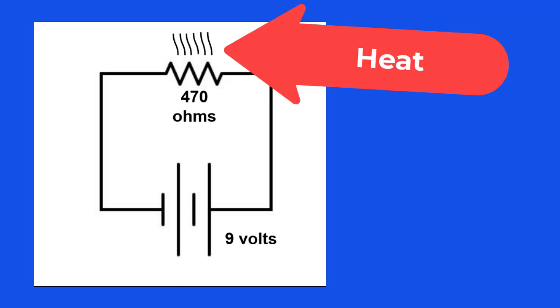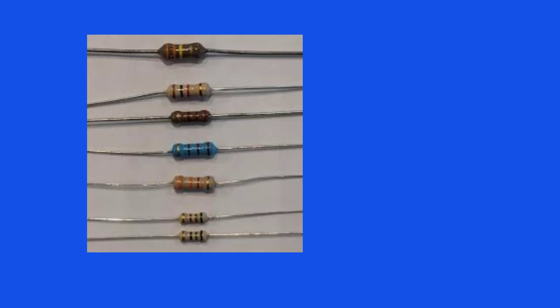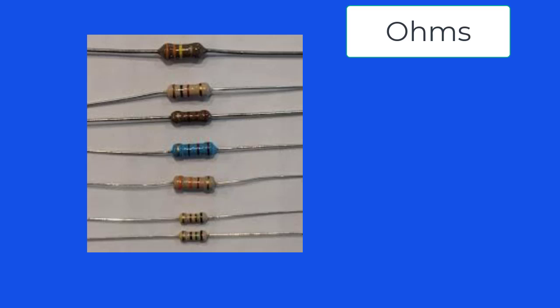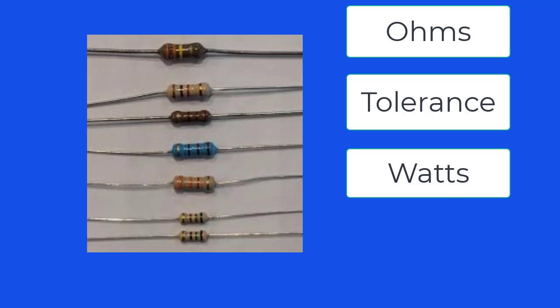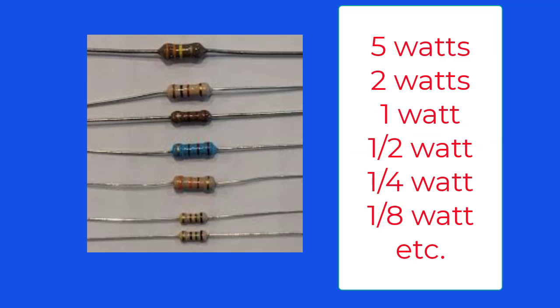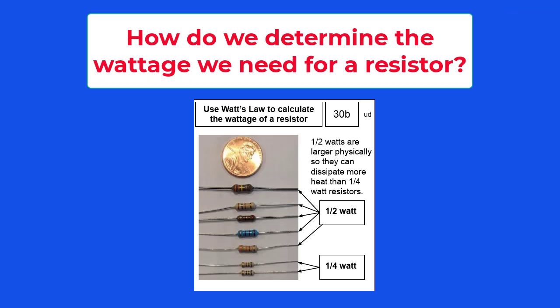Let's talk about resistors. Some of the ratings for resistors are ohms, tolerance, and watts. Common wattages are 2 watts, 5 watts, 1 watt, half watt, quarter watt, eighth watt, and so on. How do we determine the wattage that we need for a resistor?